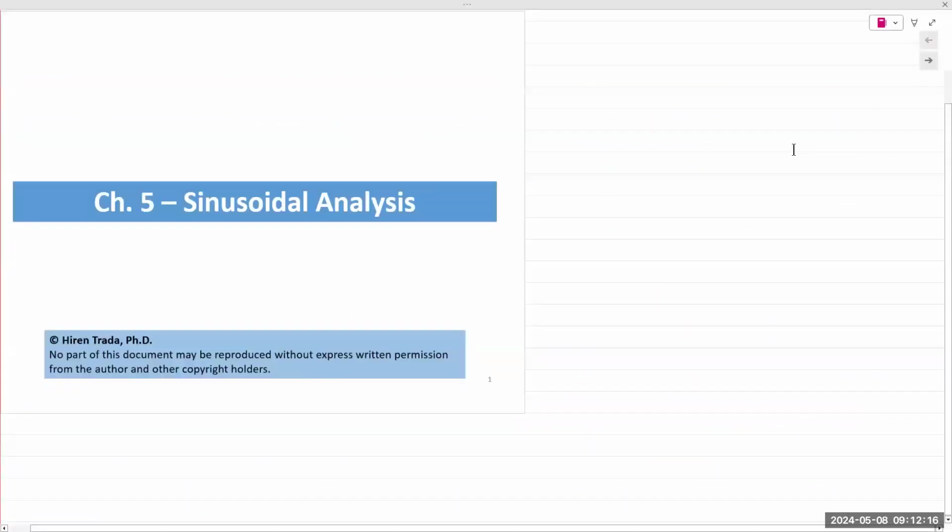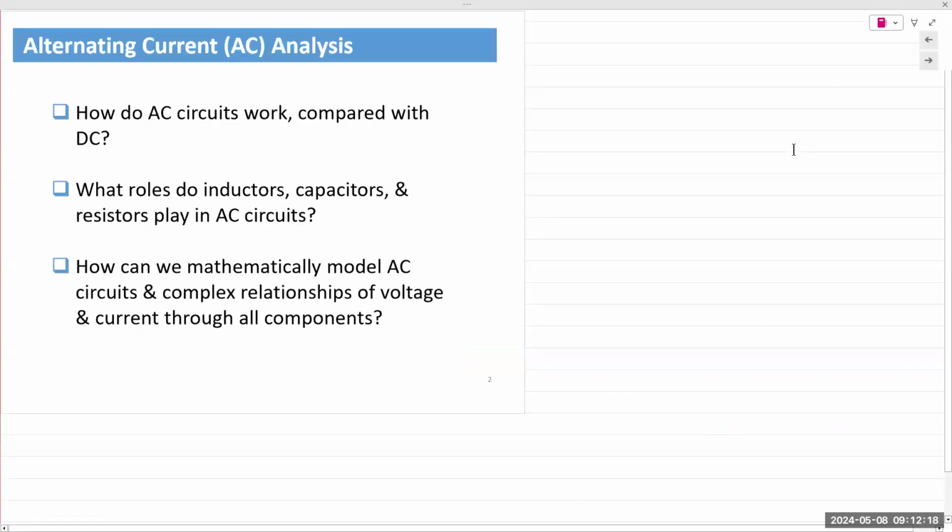Okay, sinusoidal analysis. This is also known as sinusoidal steady state analysis because the primary signal of the function we look at is sinusoidal in nature. And I will explain that in just a couple of slides. So what we will study in this chapter is basically the response of inductors, capacitors, and resistors, the three components, the response of these three components to an applied AC signal. When I say AC signal, it could be an AC voltage or AC current.